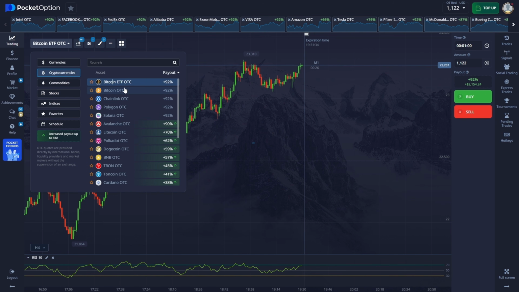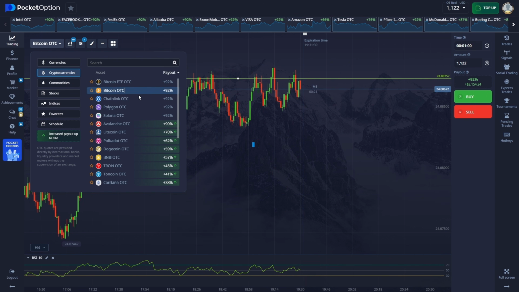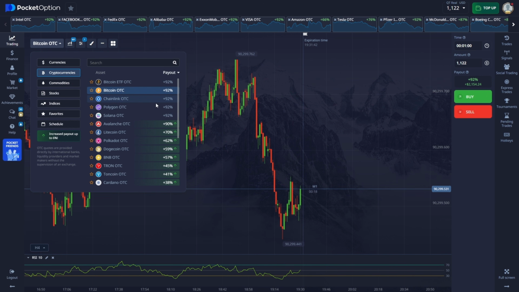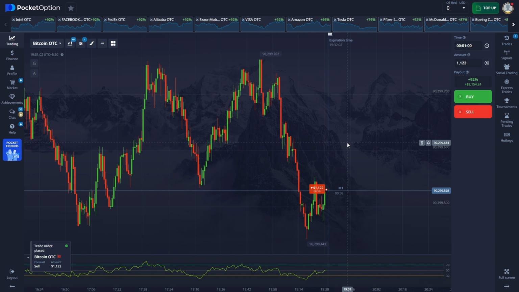Let's check out cryptocurrency. On Bitcoin OTC, if the current candle closes at the RSI level 50, then we can proceed with the downside move. Let's wait. Okay, the candle closed at the RSI level 50, so I placed the trade for the downside move on Bitcoin OTC worth $1,122.